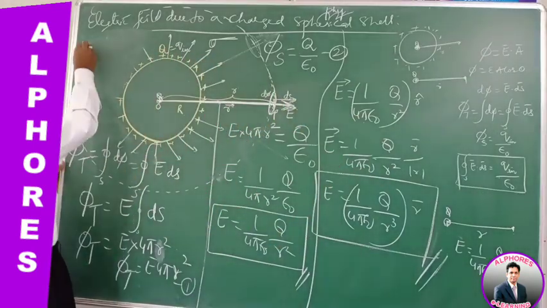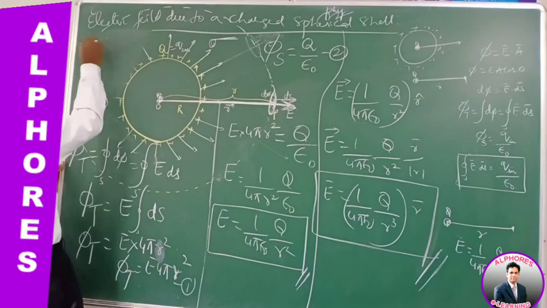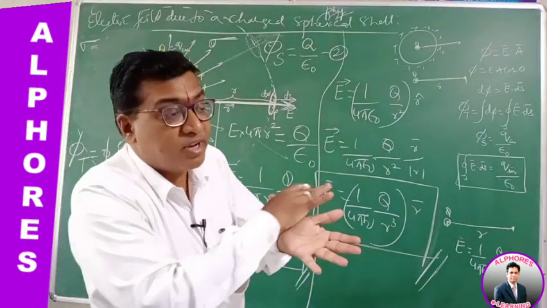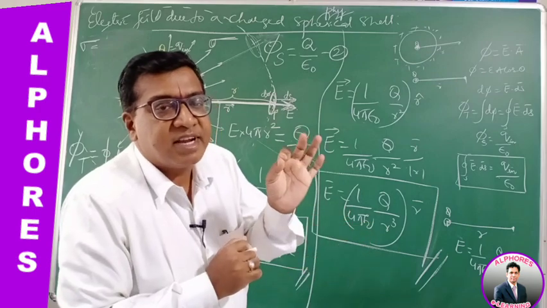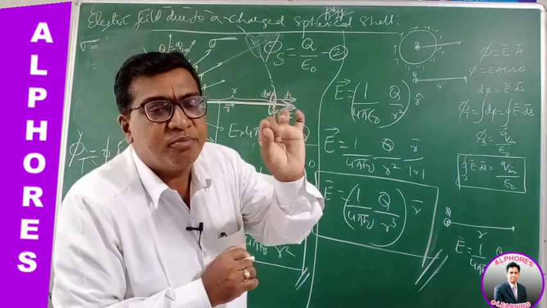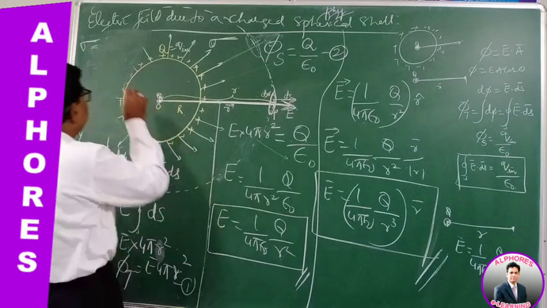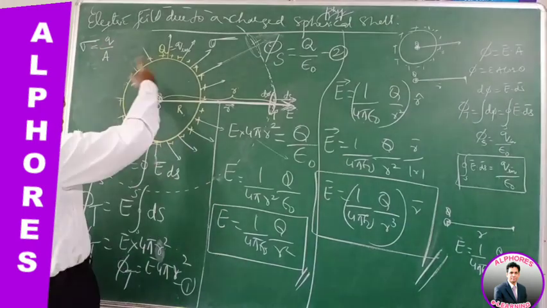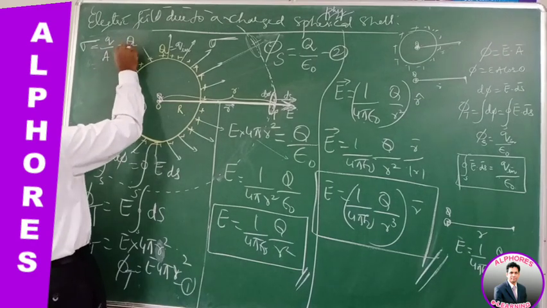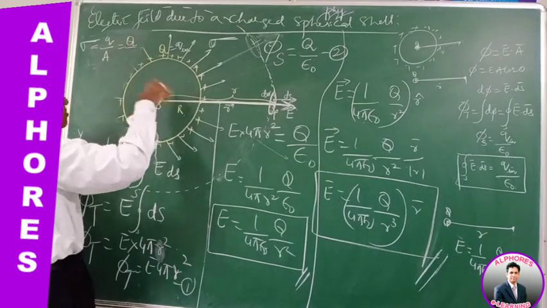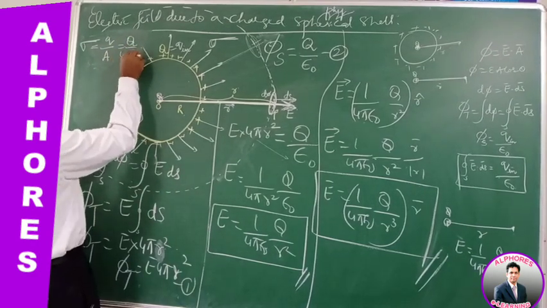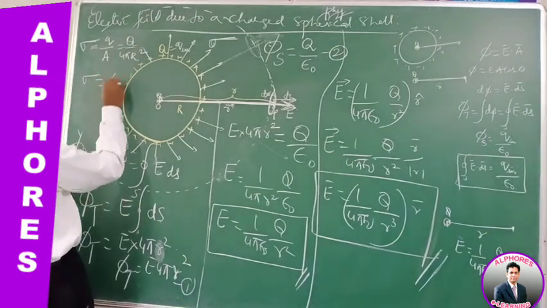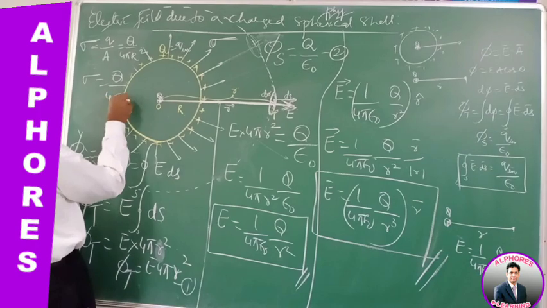We know surface charge density, as I was explaining in continuous charge distribution: whenever charge is spread on a surface, the surface charge density is the charge per unit area. So surface charge density is Q by A. Let the charge on the sphere be capital Q. Now what is the surface area of a sphere? We know the surface area is 4 pi r square. Therefore sigma is equal to Q by 4 pi r square.